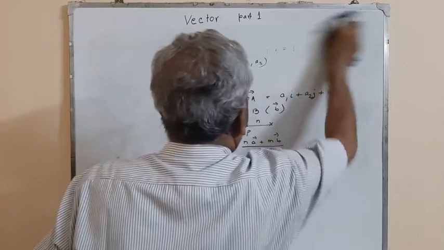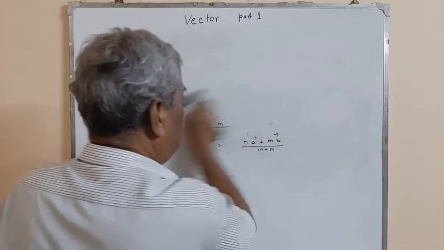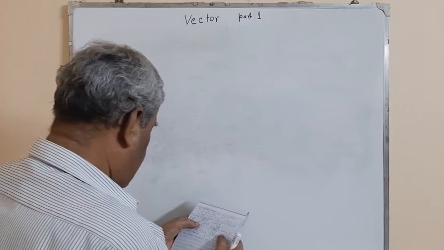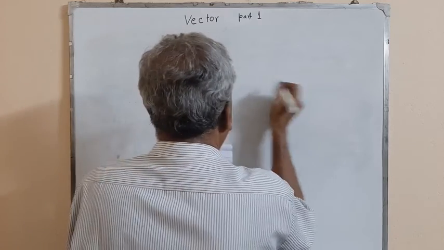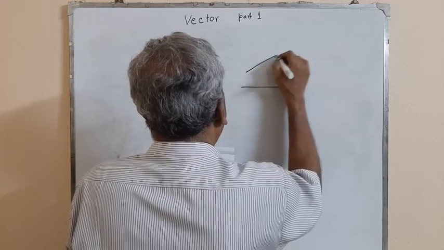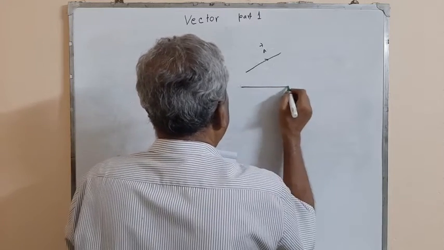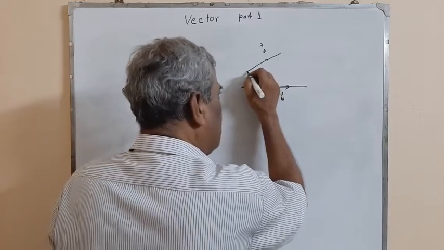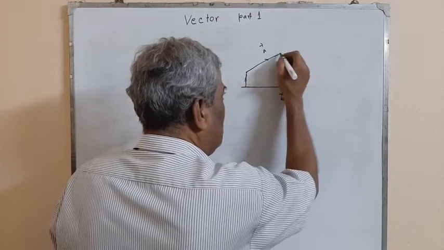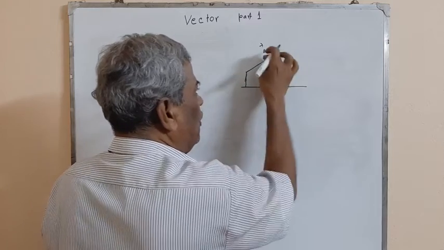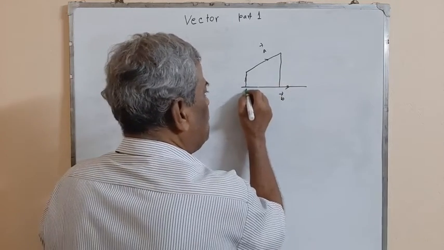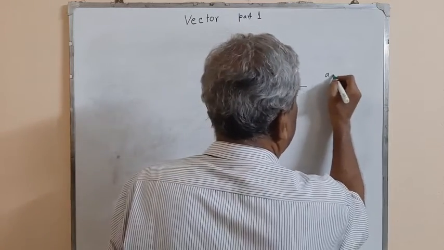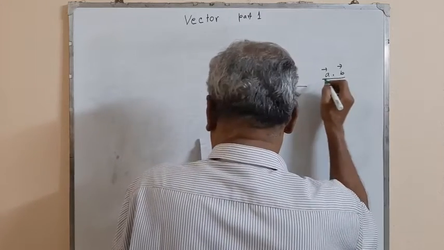Next, the projection. Suppose this is a vector A, and this is another vector B. Projection of A on B means from the endpoint of A, a perpendicular is drawn on B. So this is the projection of A on vector B, and it is simply A dot B divided by magnitude of B.